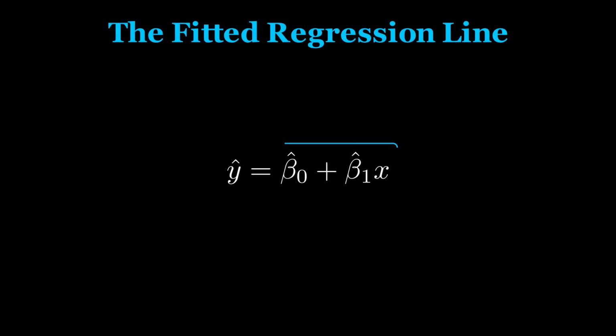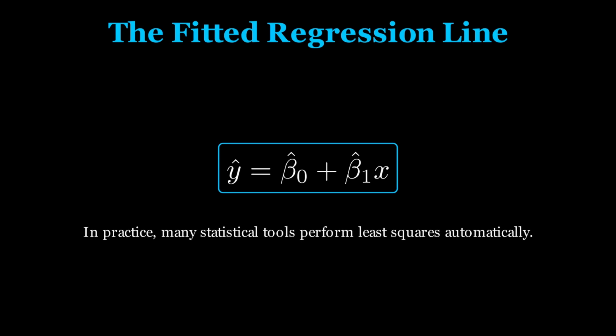The resulting equation is known as the fitted regression line. This is the line that best fits our data according to the least squares criterion. In a practical setting, there are many statistical tools that perform least squares for you, so you won't usually need to compute these by hand. But understanding what's happening under the hood is essential for the exam.